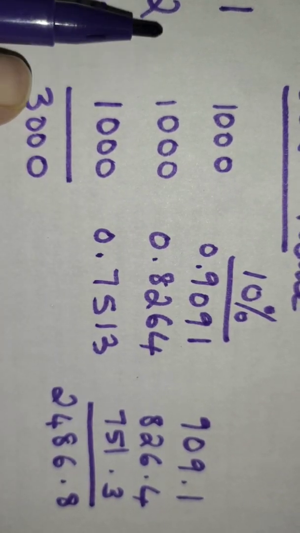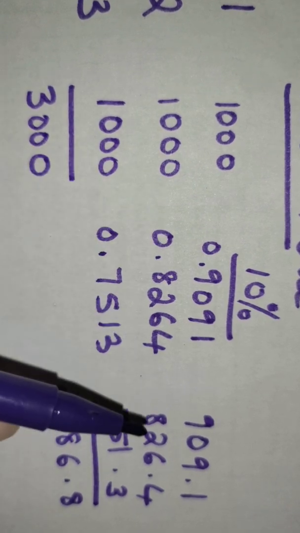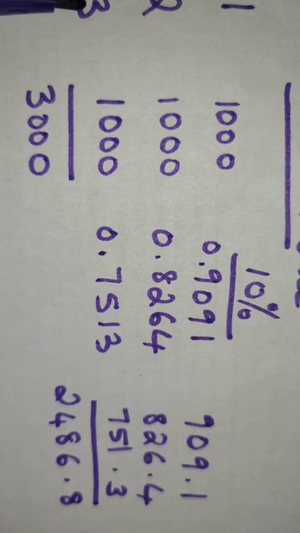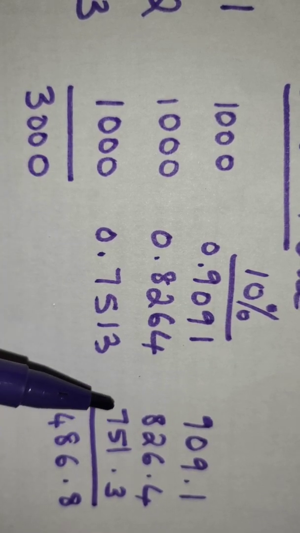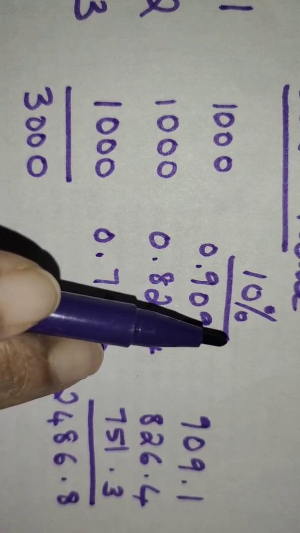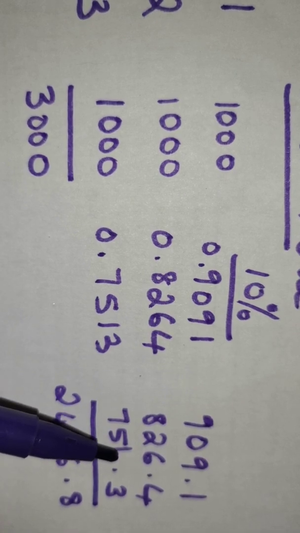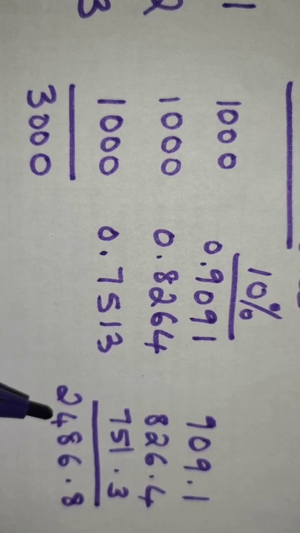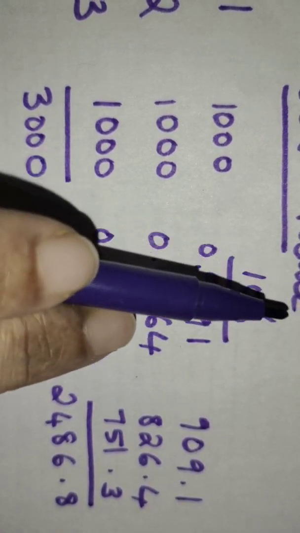Then at the end of second year again 1000 is received, but then the value of that 1000 is only 826 rupees. And at the end of third year, again 1000 is received. But after 3 years, the value of a rupee becomes 10% diminished. So 1000 becomes 751 only. That is why even though we are receiving 3000, the actual present value of it is 2486.8.